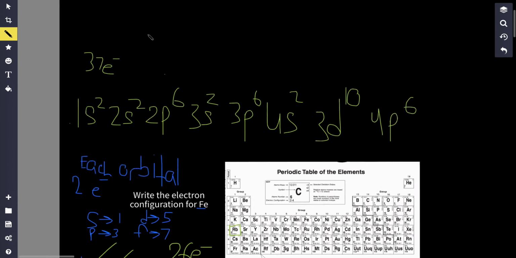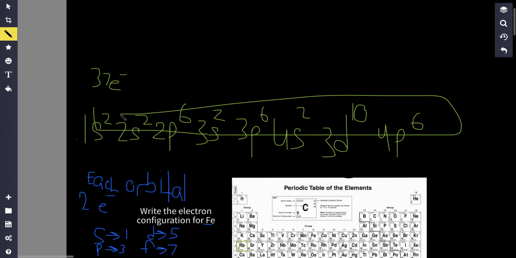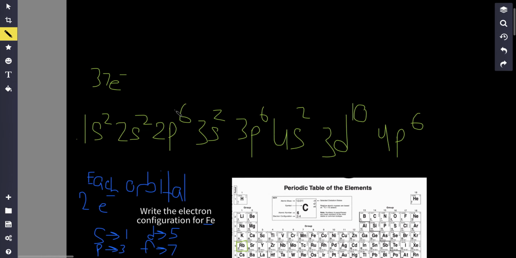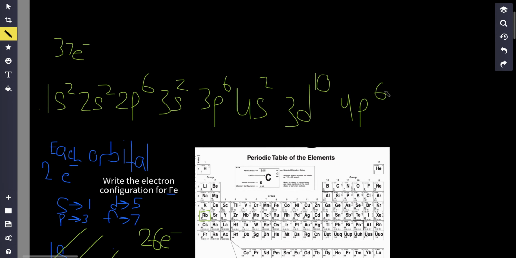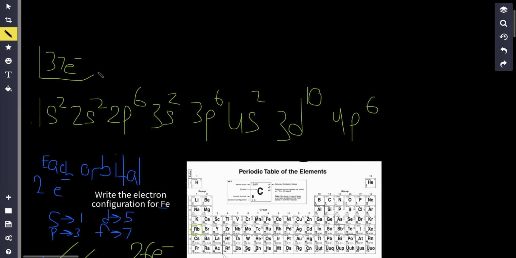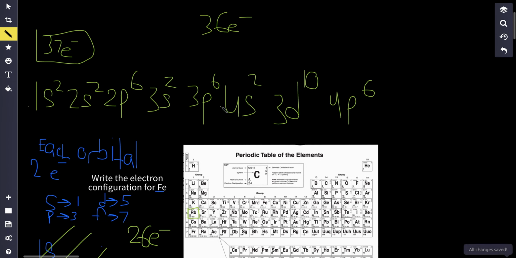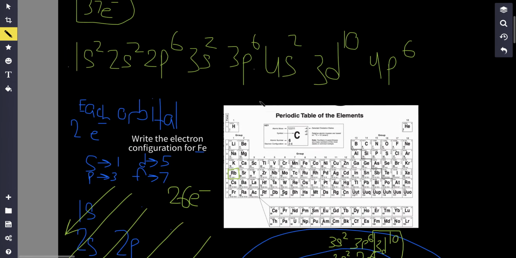All right, now let's see how many electrons we used. So we have 2 plus 2 plus 6 plus 2 plus 6 plus 2 plus 10 plus 6. So this is going to be 10, 12, 18, 20, and then this is going to be 30, and then 36. So we have 37 electrons in total. My electron configuration right now is using only 36 electrons, so I only need to use one more electron.